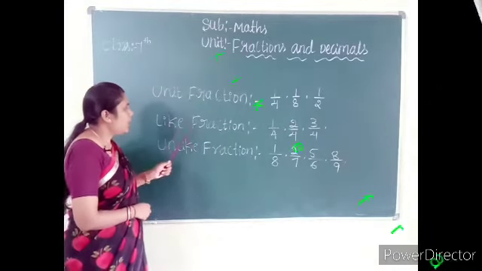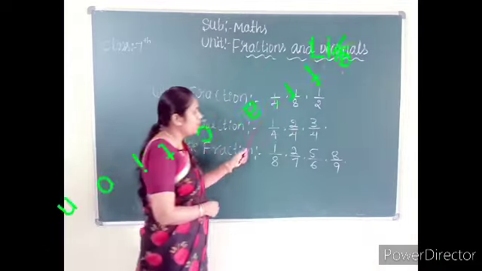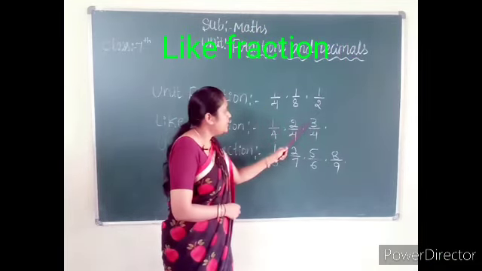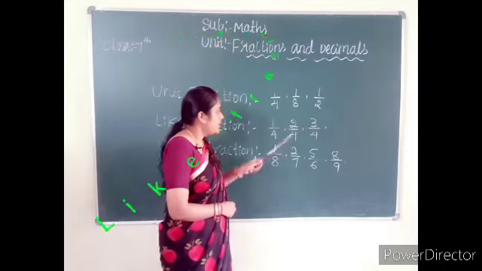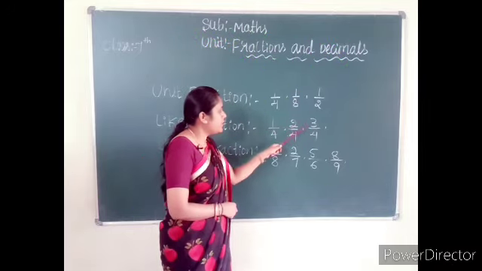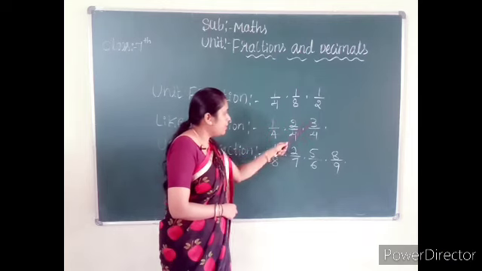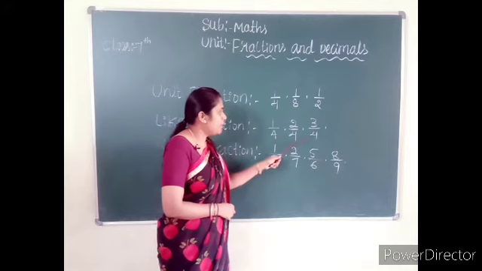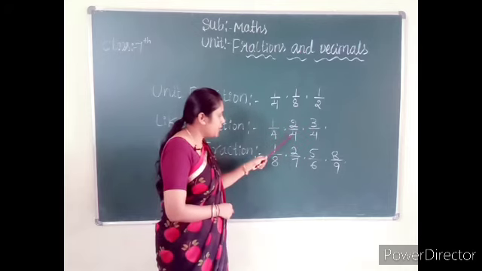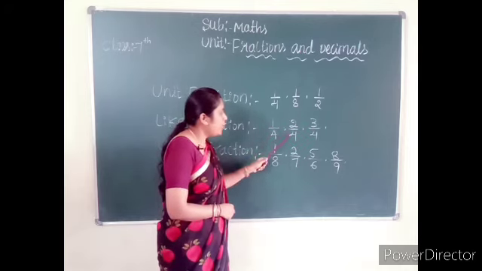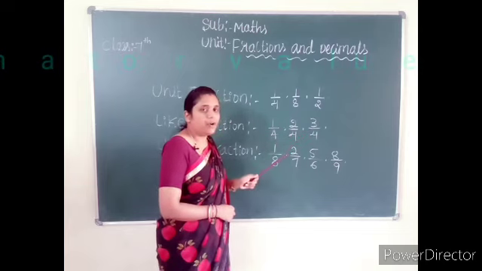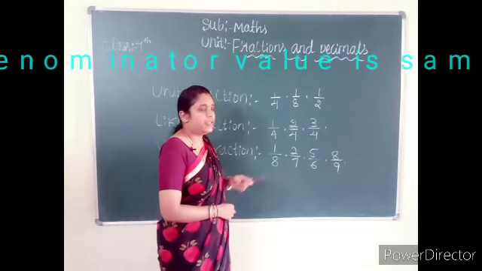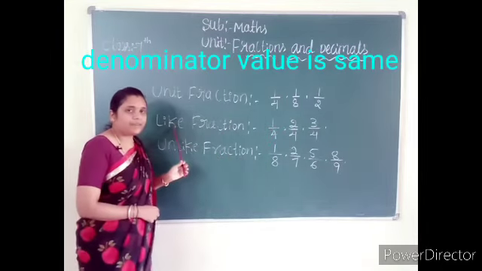Next is like fraction. Students, look at this example: 1 by 4, 2 by 4, 3 by 4. We see the numerators are different, but all the fractions have the same denominator. So these are the fractions having equal denominators, and they are called like fractions.